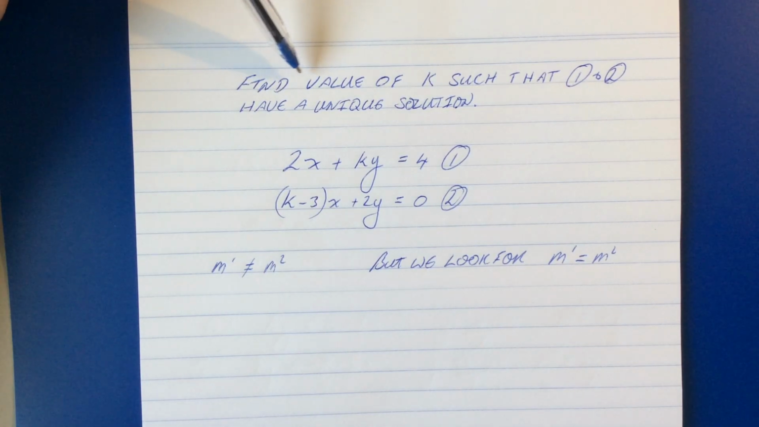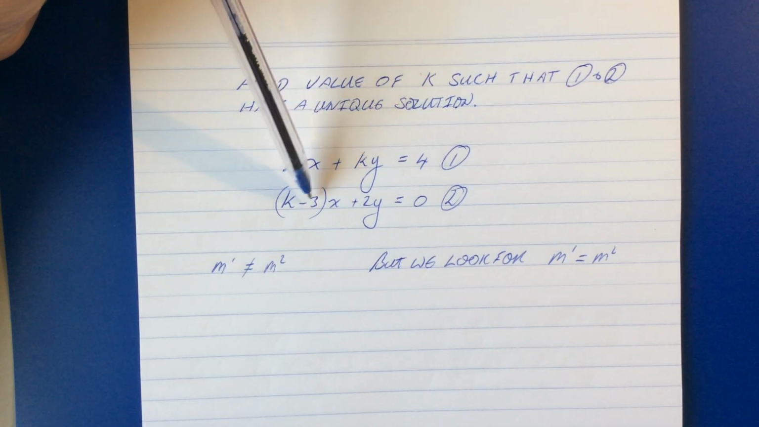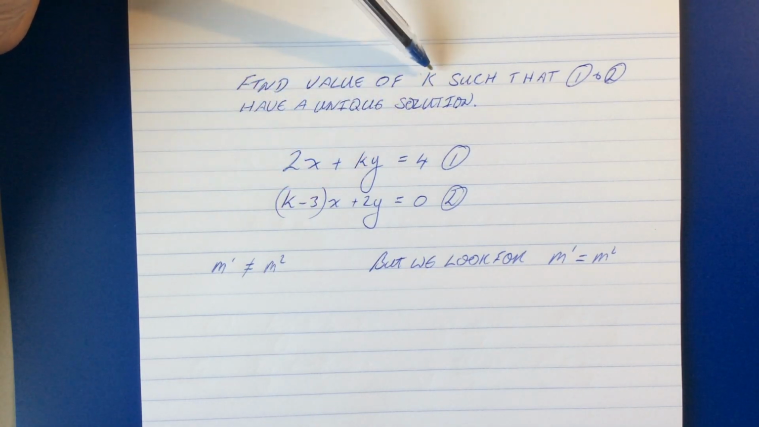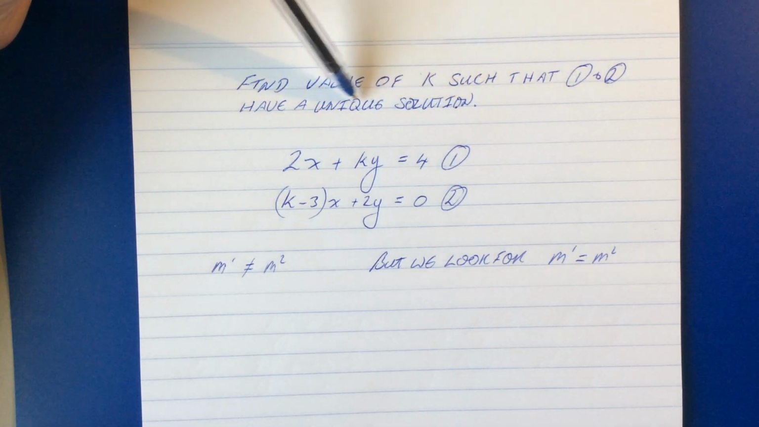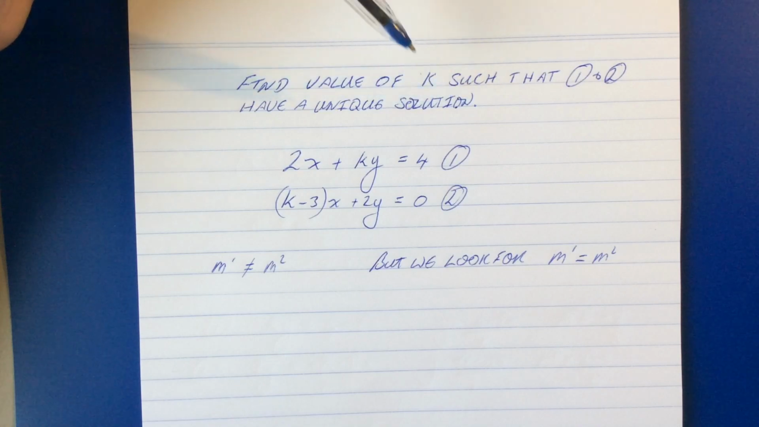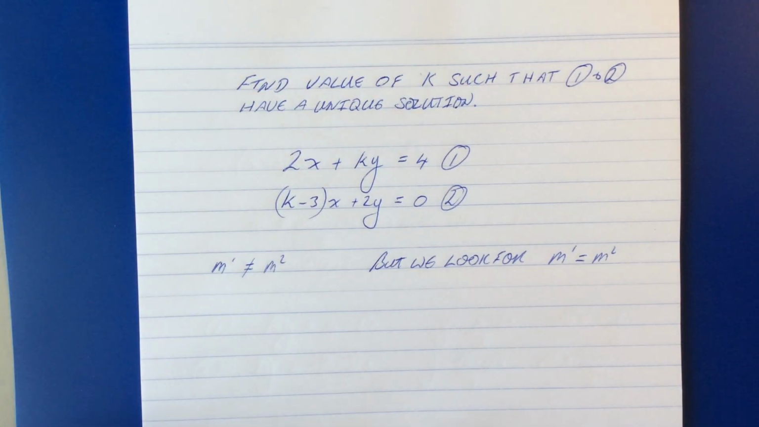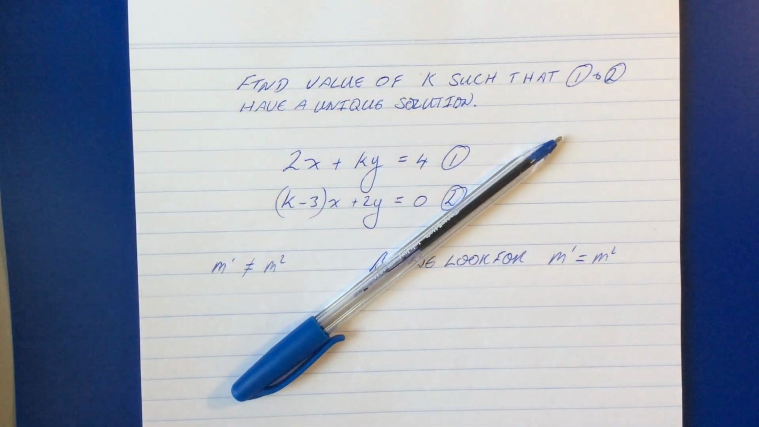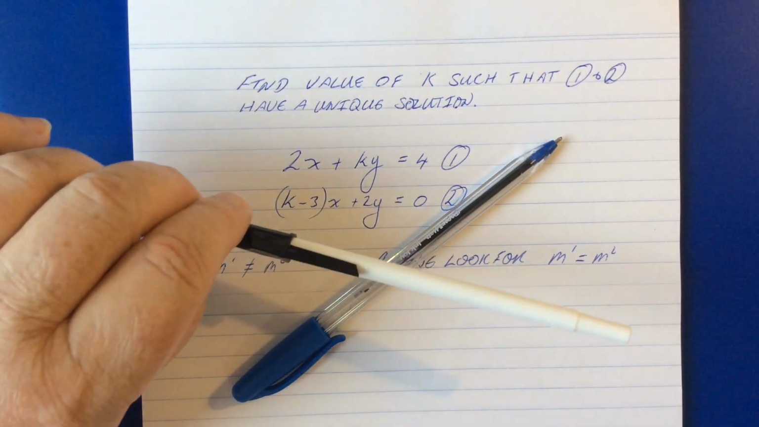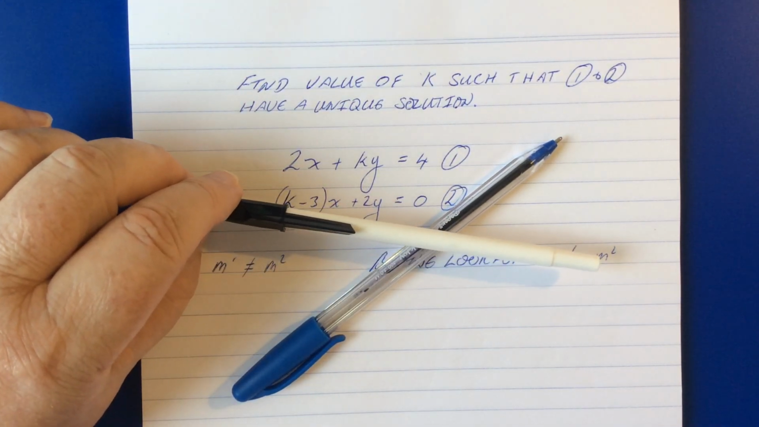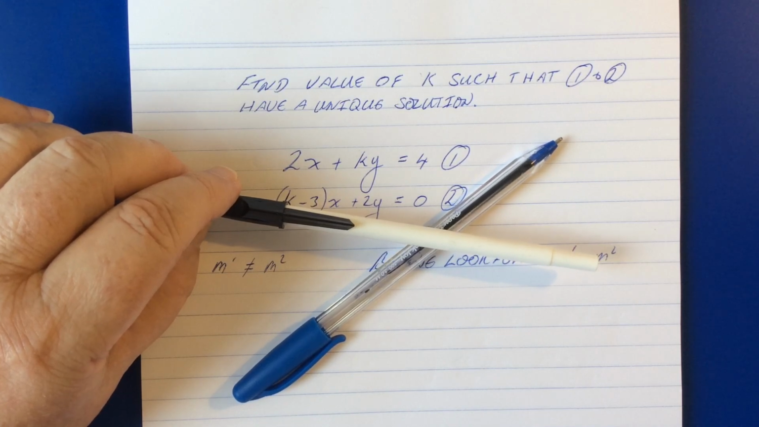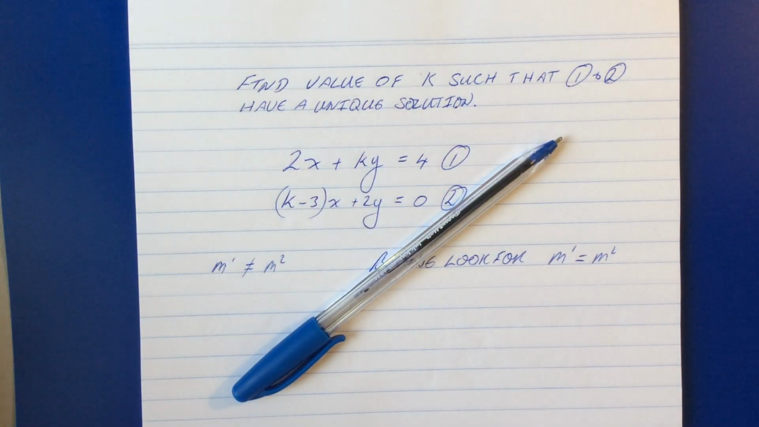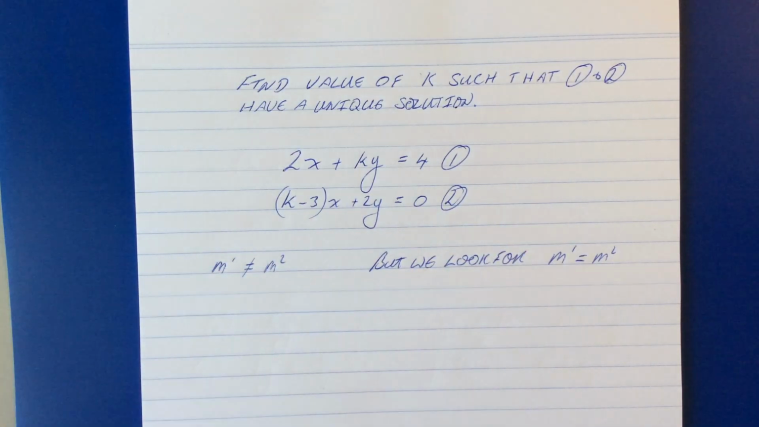What we have to do is find the value of k in these two expressions here, such that expression 1 and expression 2 have a unique solution. Now, what that means is that if we're graphing them, the lines that they generate do this. So a unique solution. They cross at some point.